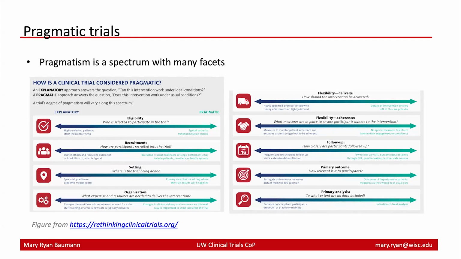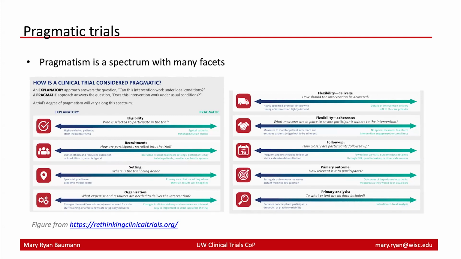We also think of pragmatism in terms of setting. Where is the trial being done? Is it being done at a very specialized location that wouldn't necessarily be where the care would be administered after the trial? Or is it being given in the usual care setting? We think of pragmatism on organization. What kind of expertise and resources are needed to deliver the intervention?